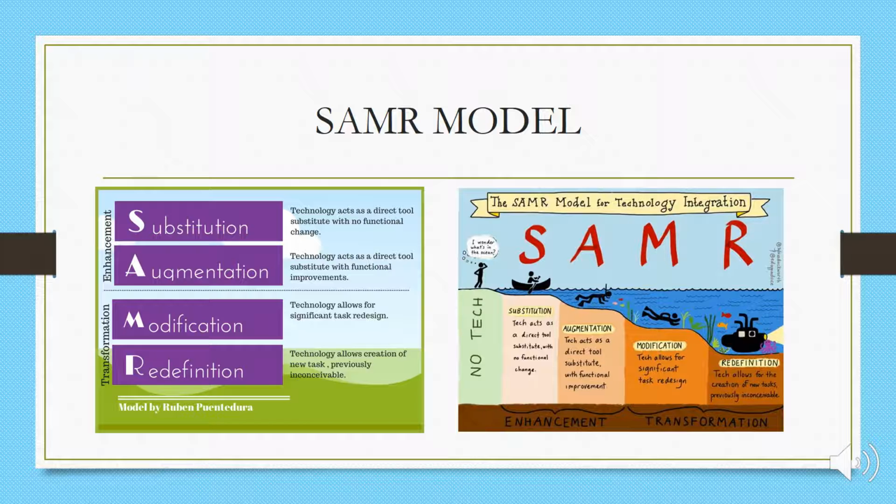In modification, technology should allow for significant task redesign. Technology significantly modifies the original task in modification by introducing the benefits of student collaboration. In redefinition, technology allows for the creation of new tasks that were previously impossible. In this task, you need critical thinking, creation, communication, and collaboration.